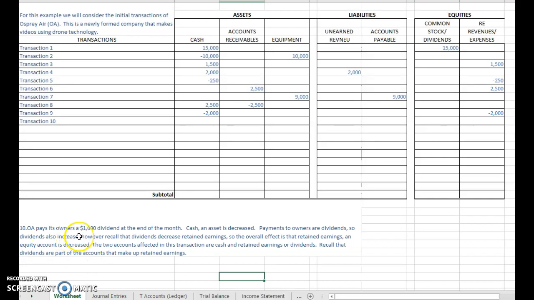OA pays its owners a $1,000 dividend at the end of the month. Cash, an asset, is decreased. Payments to owners are dividends, so dividends also increase. However, recall that dividends decrease retained earnings, so the overall effect is that retained earnings, an equity account, is decreased. The two accounts affected in this transaction are cash and retained earnings or dividends. Recall that dividends are part of the accounts that make up retained earnings.